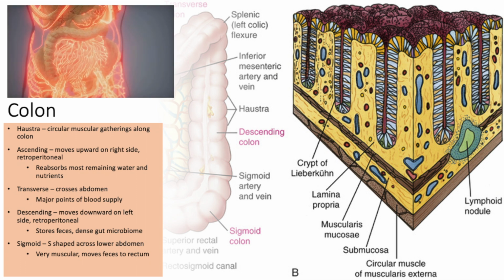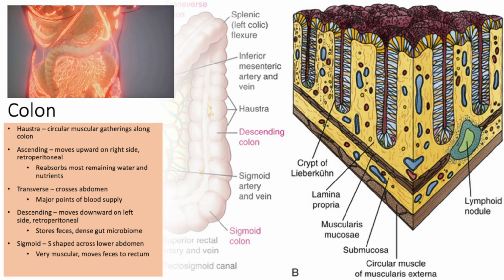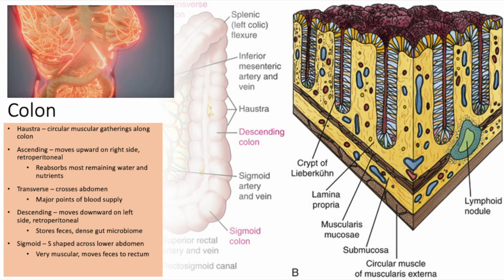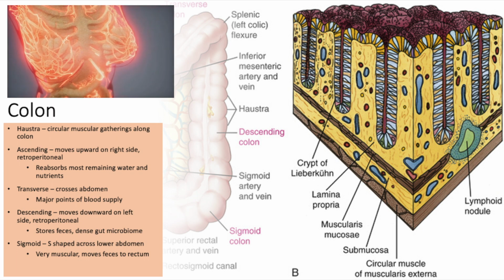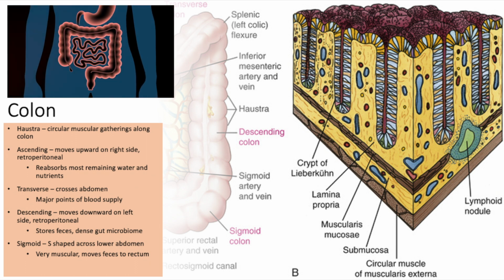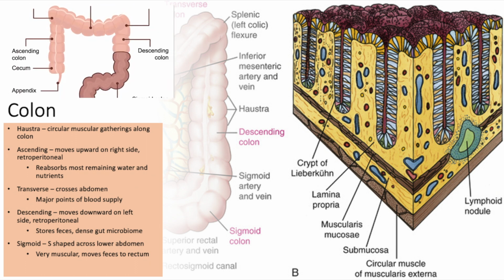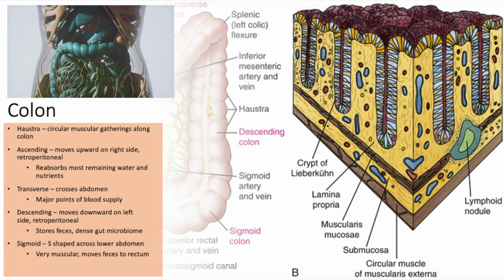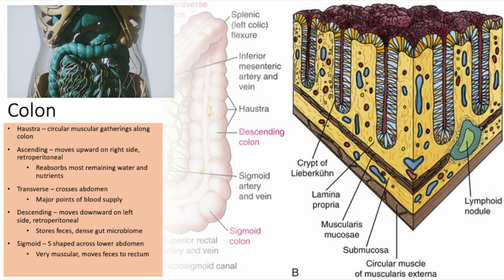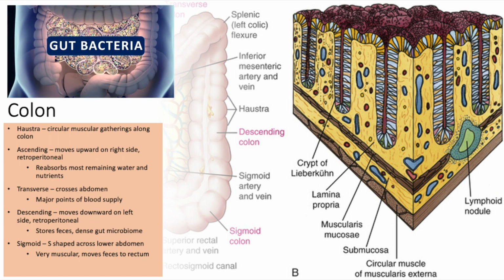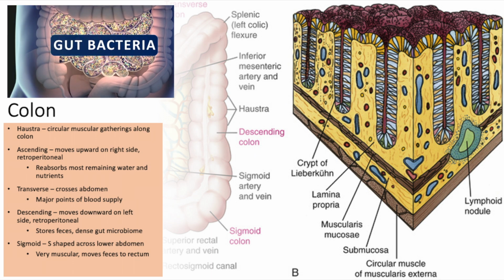The transverse colon crosses the upper portion of the abdomen and contains major connections to arterial and venous blood. This section is intraperitoneal, as it has the most muscular activity of the large intestine. The descending colon moves downward on the left side, retroperitoneal, and serves to store feces. It also has a dense population of the gut microbiome.